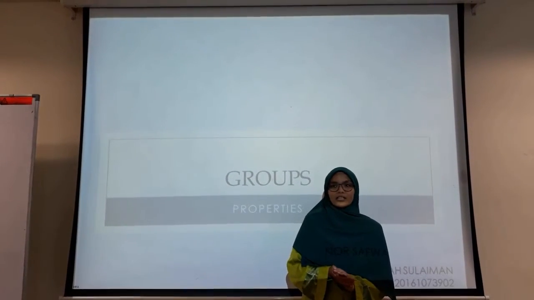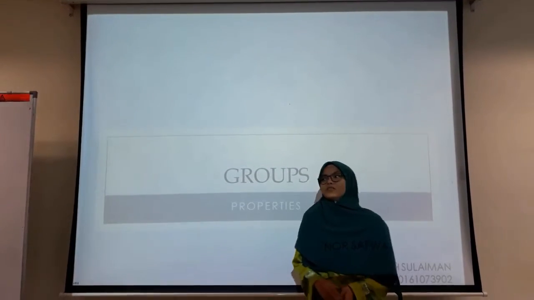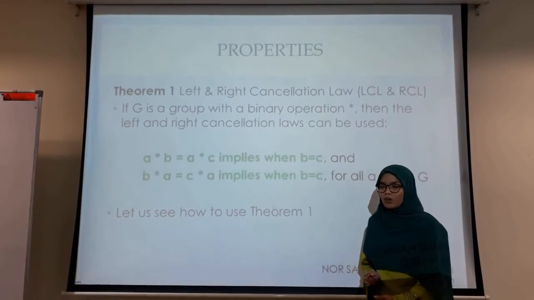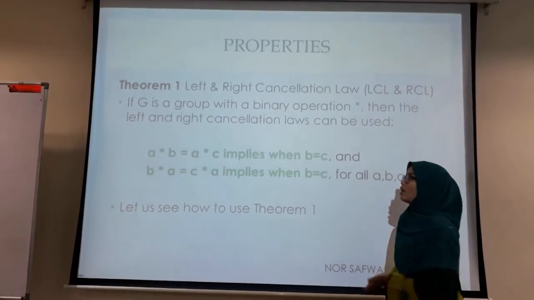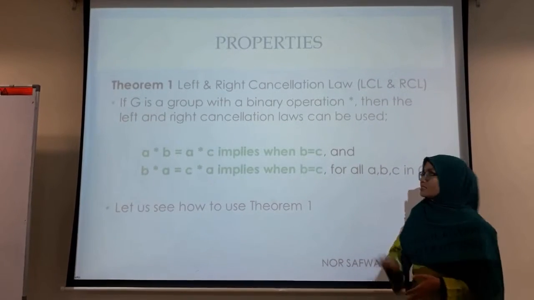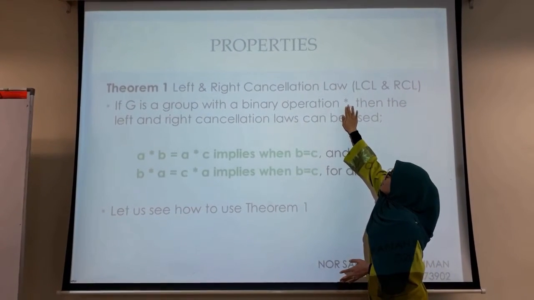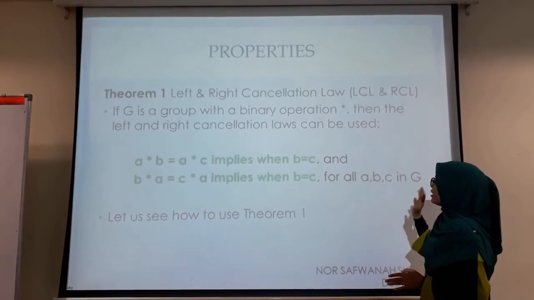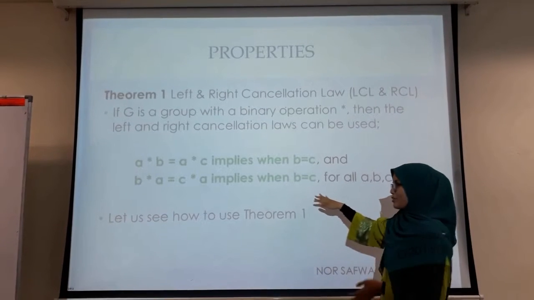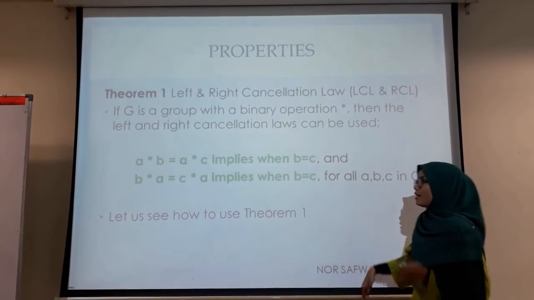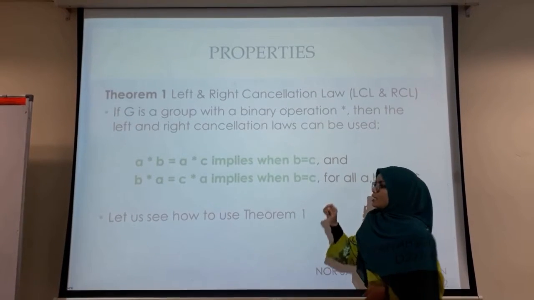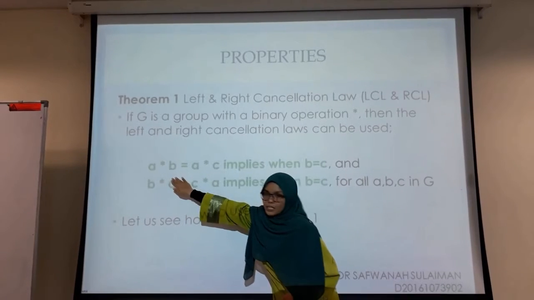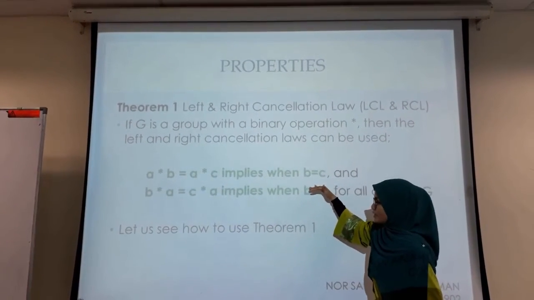So now let us continue with the properties of groups. The first property is the left and right cancellation law, known as LCL and RCL. This is just like the general operation of groups. Let us see the definition of theorem 1, where it says that when A star B equals A star C, it means that we can conclude that B is equal to C.